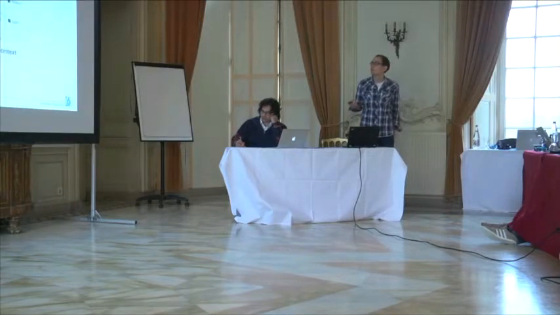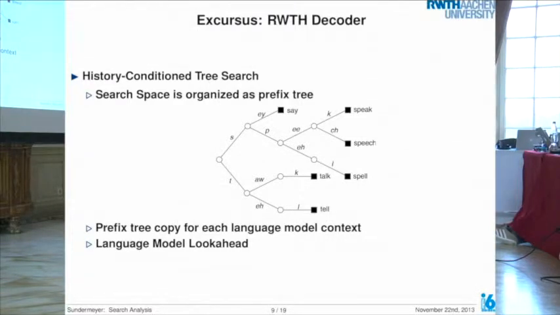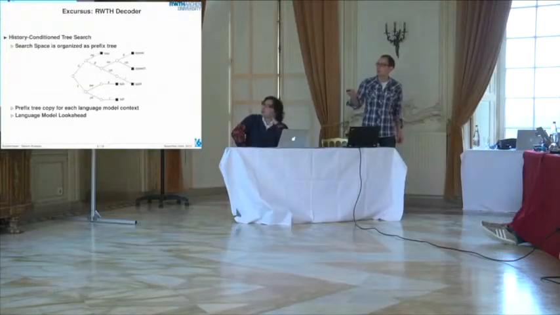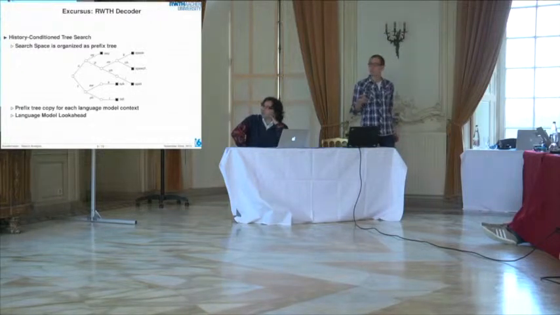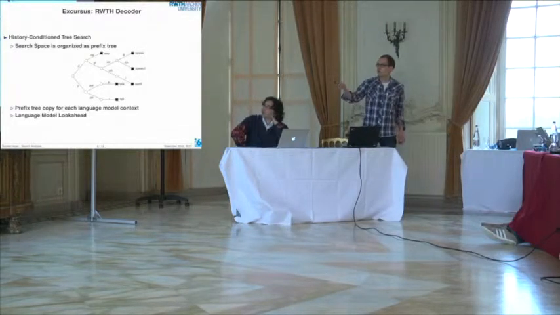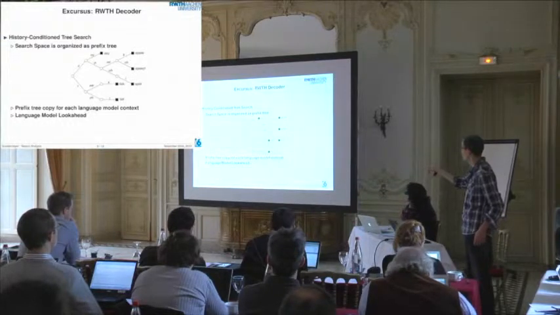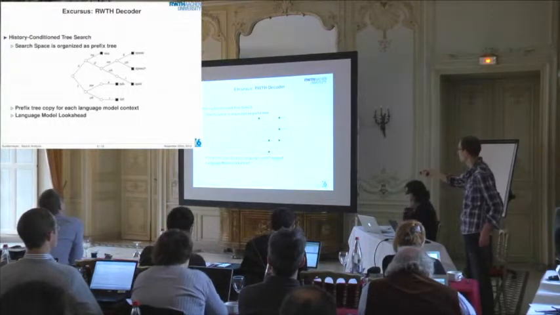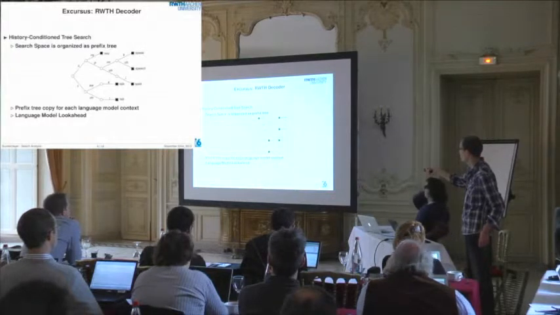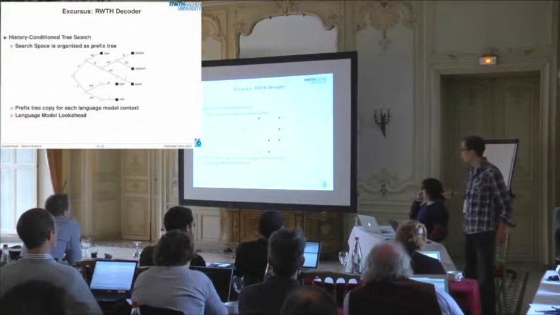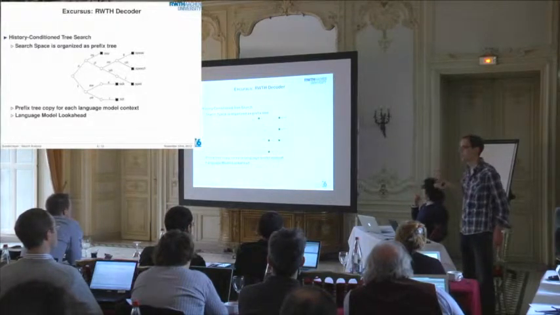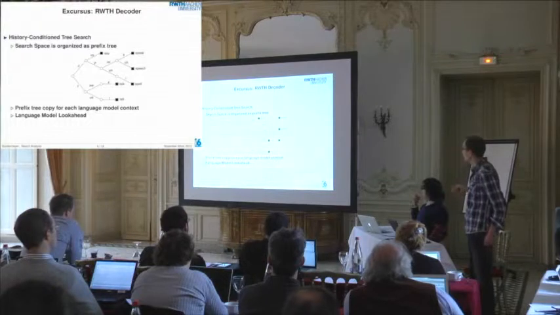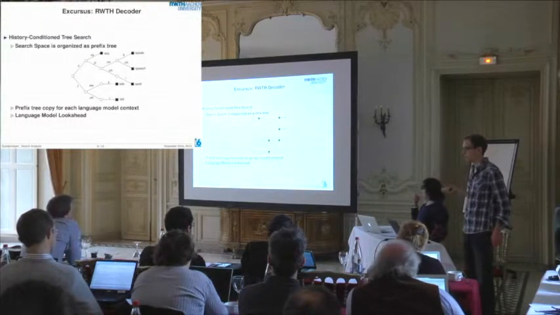But before we come to that, I'd like to come to the excursus that I mentioned. So at RWTH, the decoder that we use is the so-called history condition tree search. And this means that the search space is organized as a prefix tree. So as you can see here, we have in this lexicon the words say, speak, speech, spell, and tell. And they just share common prefixes. For example, the S is tied between all these words here that start with an S. Obviously, in a real decoder system, you wouldn't use these phonemes here, but just tied HMM states. And so this just defines the search space in terms of words.